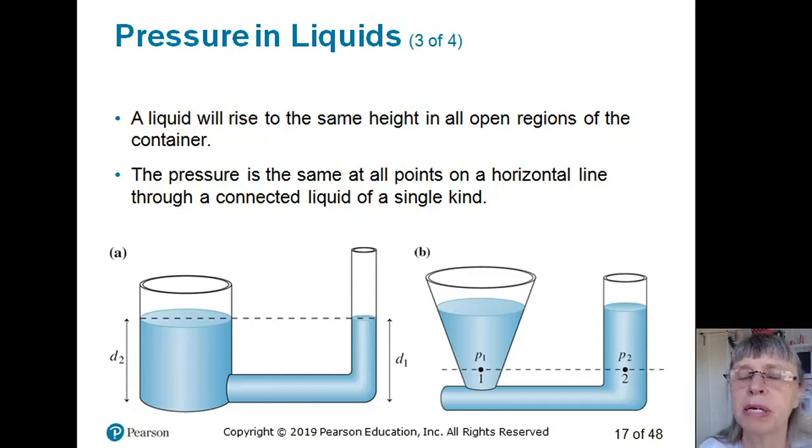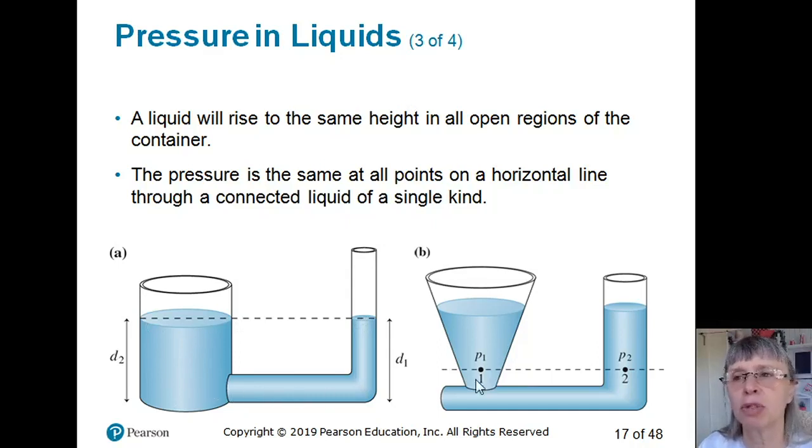So as we're learning to calculate the pressure in liquids, it's important to know that at the same depth, the pressure is going to be the same. Now, the key word there is in all open regions. As you'll see in a minute, it's not necessarily the same pressure if it's closed, but we can use this horizontal line. So at the same depth, all of the pressure at that liquid will be the same.